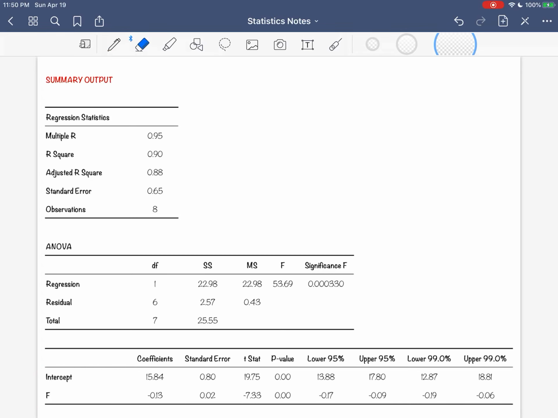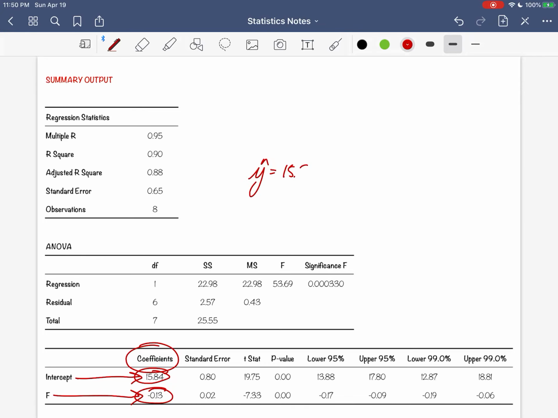And one of the questions that will always be asked when this printout is given is: state the regression equation. The regression equation is right there under the column called coefficients. So this is the coefficient for the intercept, and this is the coefficient for the slope. So as we've derived it before, it's going to be 15.84 minus 0.13x. So immediately you should know what the regression equation is.